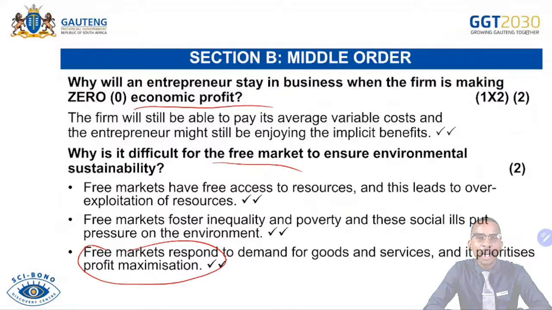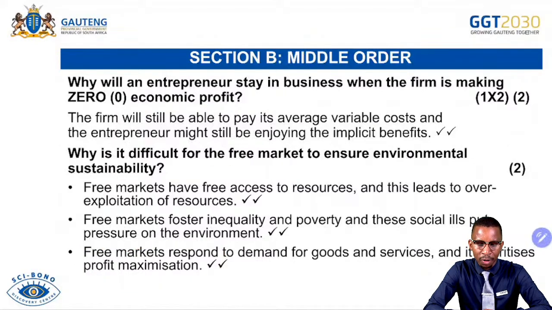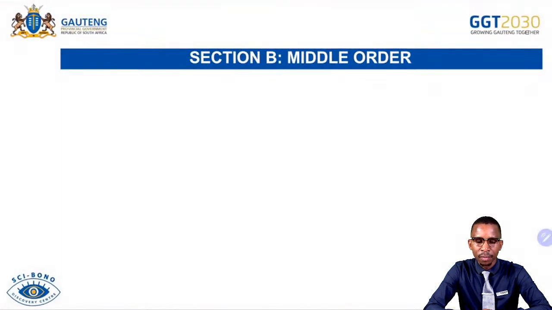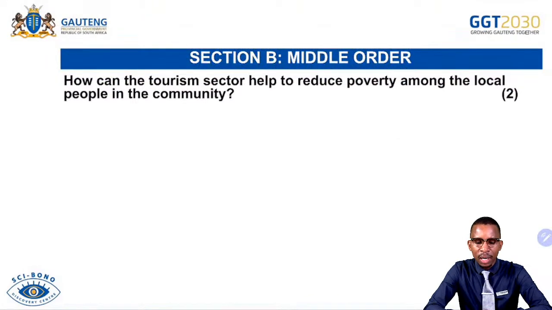They only comply with the government if ever they have to buy marketable permits, or if they have to pay what we call the cap tax, green taxes or environmental taxes. They just comply, but they know the main aim is to achieve profit. We continue. How can the tourism sector help to reduce poverty among the local people in a community?